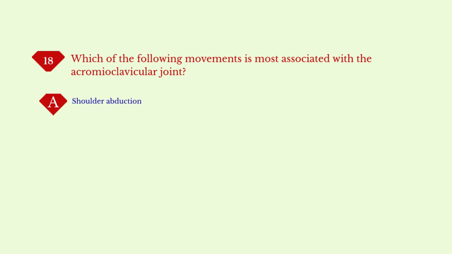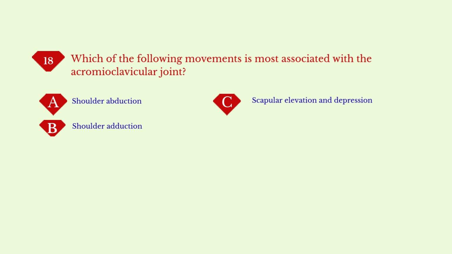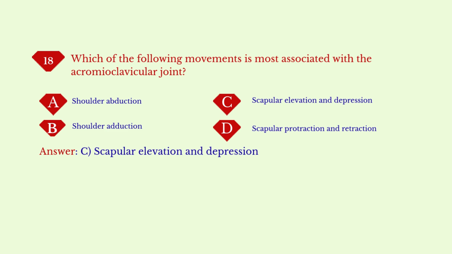Which of the following movements is most associated with the acromioclavicular joint? A. Shoulder abduction. B. Shoulder adduction. C. Scapular elevation and depression. D. Scapular protraction and retraction. Answer: C. Scapular elevation and depression.